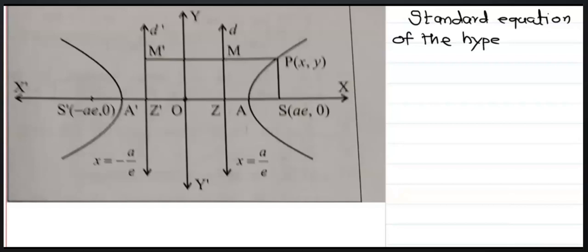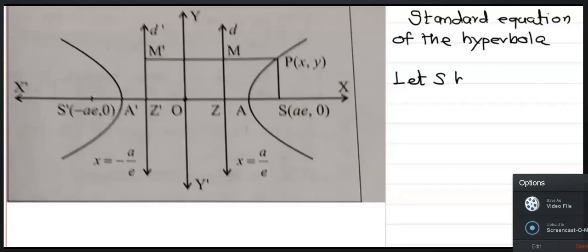Standard equation of the hyperbola. Now the derivation. Hyperbola's standard equation derivation, we will derive. Actually, the equation of the ellipse and the hyperbola are both the same, the only difference is the plus and minus sign between them.